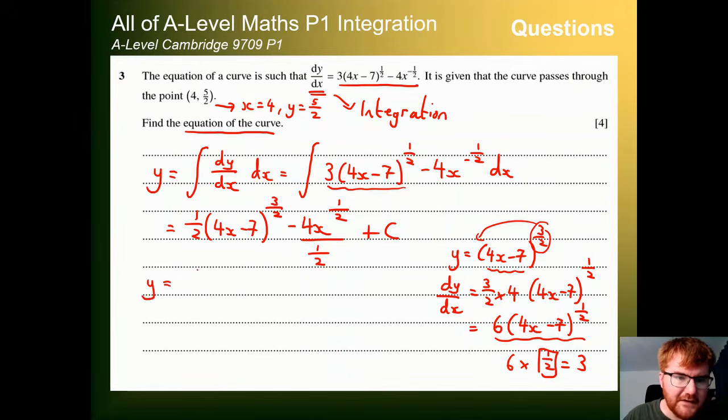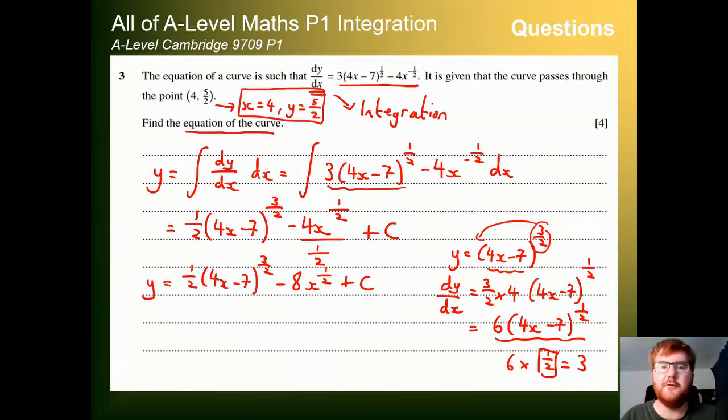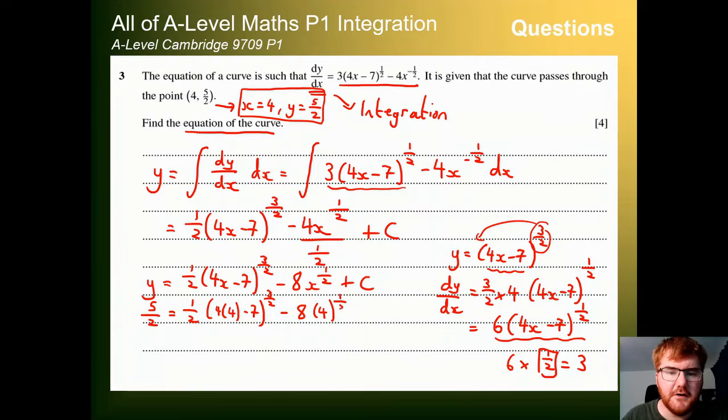Now we're going to do a little bit of tidying up here. So the first part is fine. Remember, if you divide by a half, it's the same as timesing by 2. So we get minus 8x to the power of a half plus c. And now we can use our initial conditions here. So when x is 4, y is equal to 5 over 2. So we get 5 over 2 is equal to a half, 4 lots of 4 minus 7 to the power of 3 over 2 minus 8. And always make the numbers nice for you. Let's simplify down.